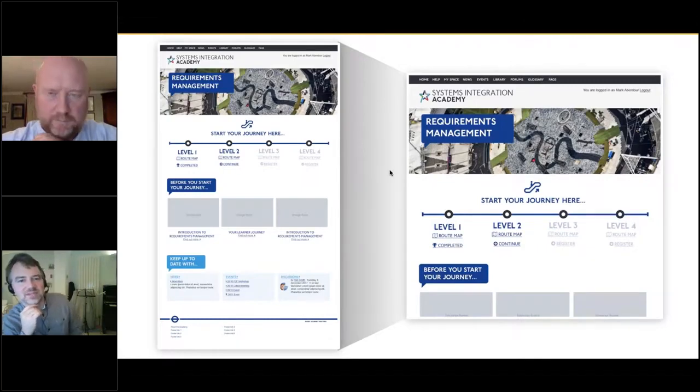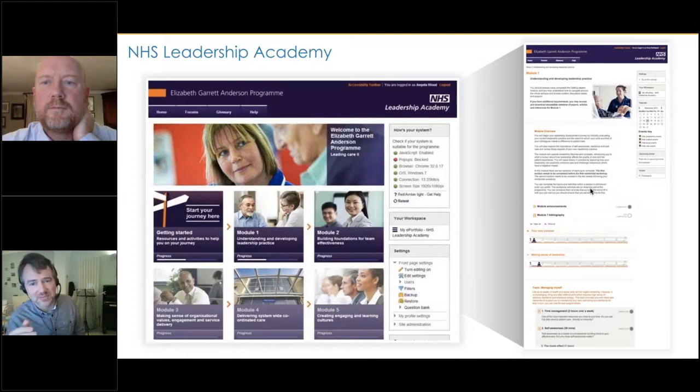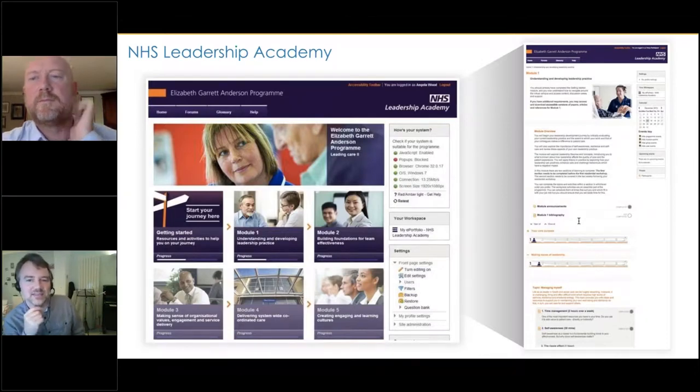If we look at some other examples, we're coming back to the NHS Leadership Academy here. This is just one of the programs that you're seeing there, the Elizabeth Garrett Anderson program. There were 5 programs, I think, in total on there. That's divided into modules, and then within each module, it's set out on a page. You can see even on the page lots of clear indicators of progression through.